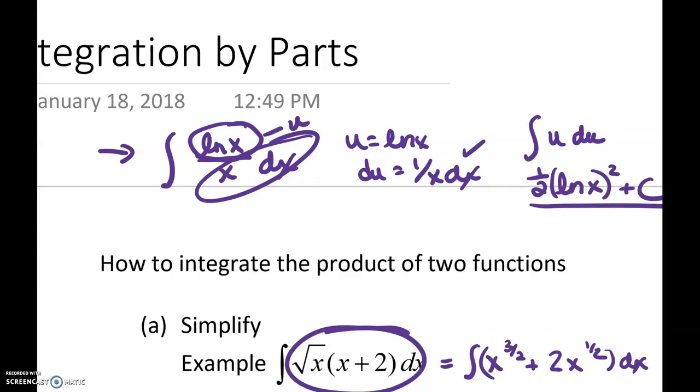There's a reason that I warmed up with that, because I wanted you to see how we actually integrate ln x when it's not a u sub.